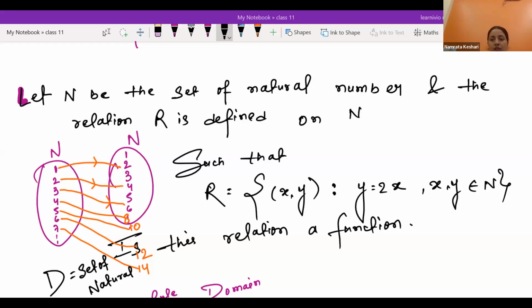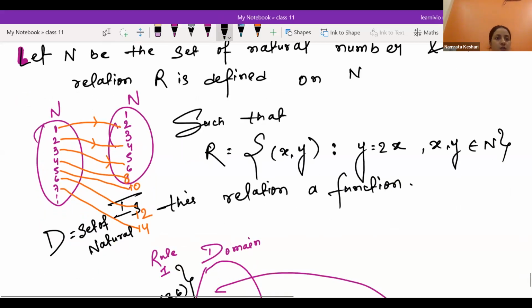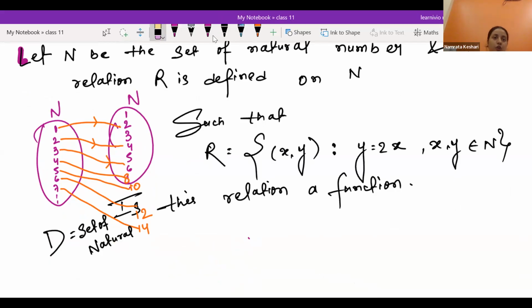If I ask what is the range in this particular question, let's think about the codomain first. Codomain means the completely second set, right? Complete second set. Yes or no? Yes, ma'am. So codomain is also the set of natural numbers, right? Domain is the set of natural numbers. Codomain is also the set of natural numbers.